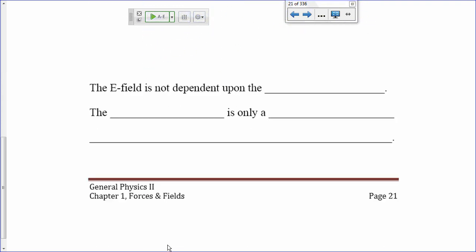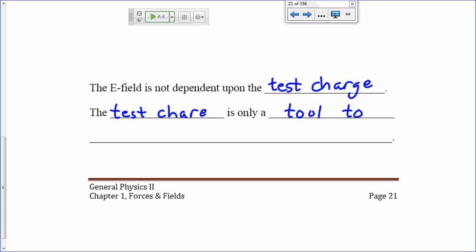All right, so the E field is not dependent upon which quantity? It's not dependent upon the test charge, right? Which is good because that test charge doesn't really exist, and so it shouldn't impact the electric field at all. The test charge is only a tool to sample or measure the E field. We'll talk about this imaginary test charge quite a bit because we'll also use the test charge to find the direction of our electric field.